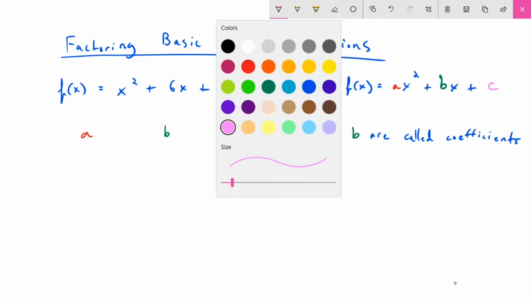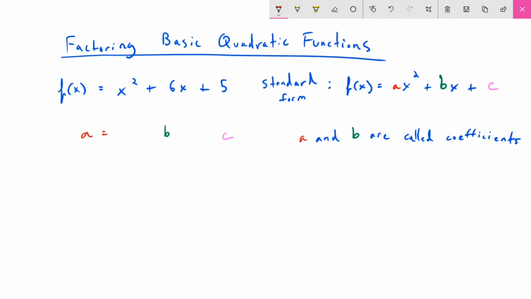Now a is the value in front of x squared. It's not x squared, it's just the number in front of x squared. Do you see a number in front of this x squared? No, you don't, which means there's an invisible 1 right here, because 1 times anything is itself. It's not a 0, or else there wouldn't be anything there. If there's nothing in front of that x squared or x, it's going to be 1. So our a is 1.